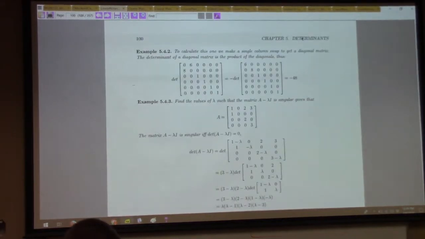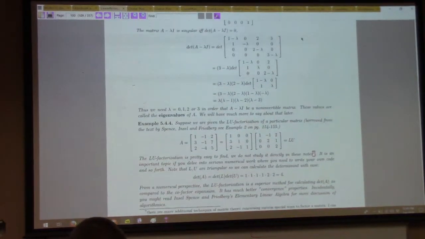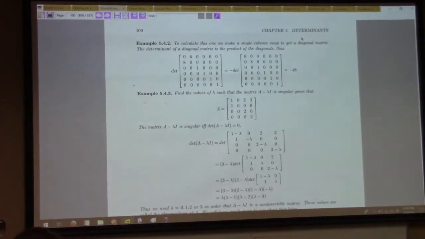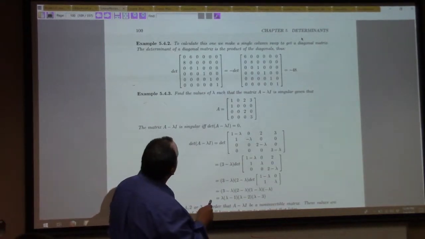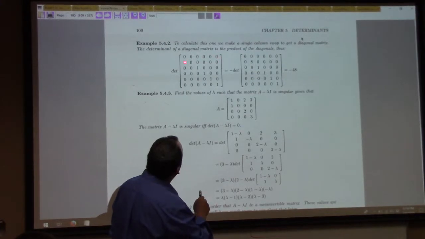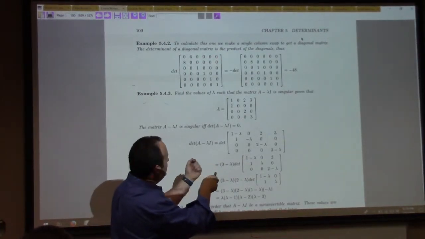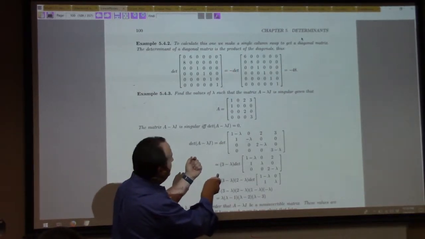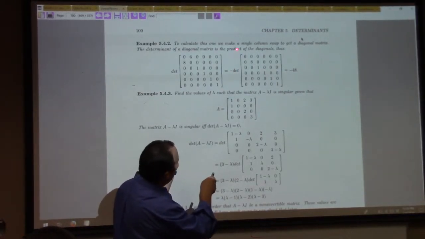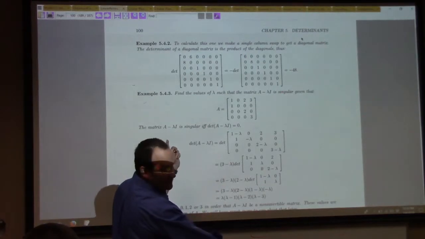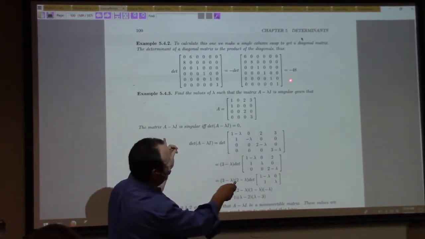So here's a more insidious example. See what I do? I take this row and that row and I swap them. That changes the determinant by a minus. And with that simple row swap, I then have a diagonal matrix. So I just multiply the diagonals and get minus 48.